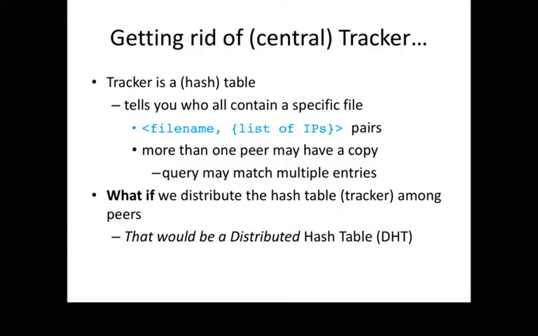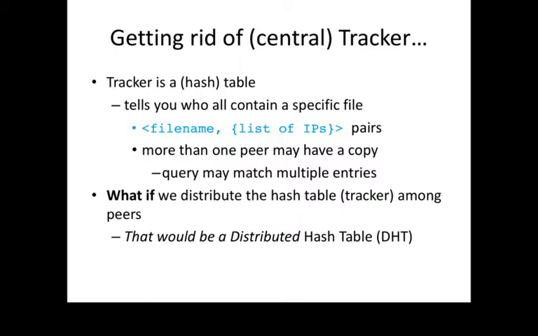So basically, you can think of this tracker as one hash table, which has rows of this form: file name and list of IP addresses. And the idea is, what if we can distribute the hash table among the peers themselves? Then it's easy, right? So then you don't need one node. Everybody can still ask everybody else to get this hash table. Such a distributed design of this hash table will be a distributed hash table.